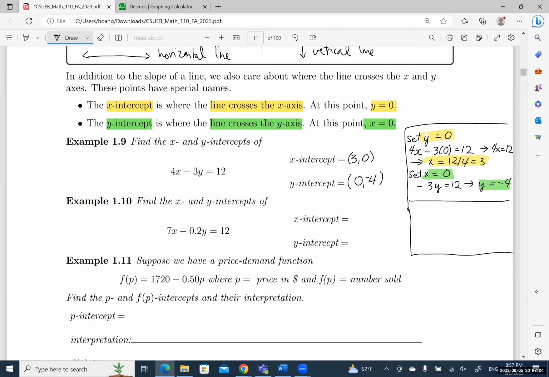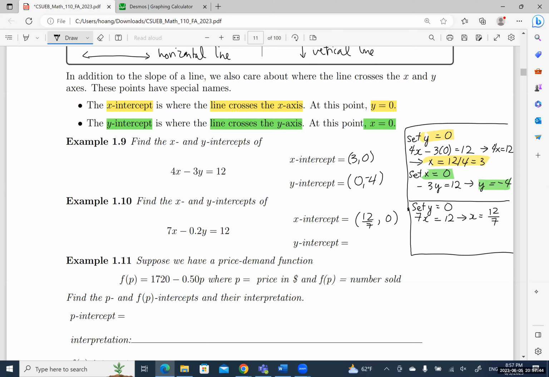If I have x minus 0.2y equal 12, and I want to find the x-intercept and y-intercept, I want to set y equals 0 again, right? And I will have 7x equal 12. So that gives us x equal to 12 divided by 7. Right? So then the x-intercept in here will be 12 over 7, comma 0.